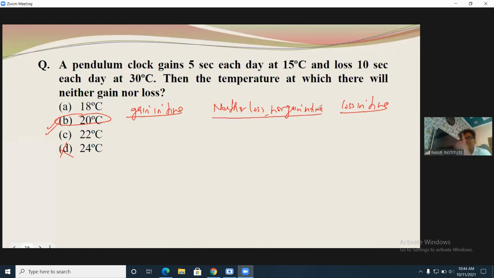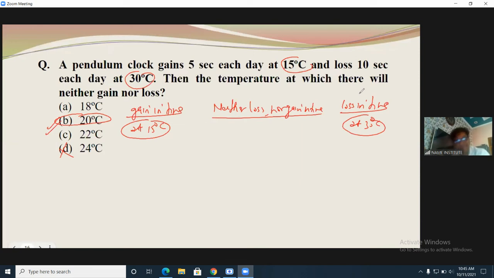Okay, listen carefully if we have a problem here. Listen, all students in the class. So three parts we are taking here: gain in time, loss in time, neither loss nor gain in time. Gain in time at which temperature? 15 degrees Celsius. So at 15 degrees Celsius, gain in time; at 30 degrees Celsius, loss in time.